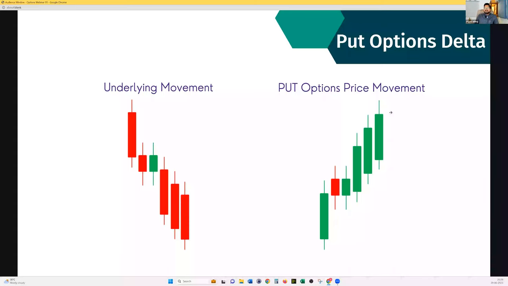It's very simple. Minus into minus is going to be plus. That's it. Very simple. Plus into plus is equal to plus. Plus into minus is equal to minus. Minus into plus is equal to minus. Minus into minus is equal to plus.